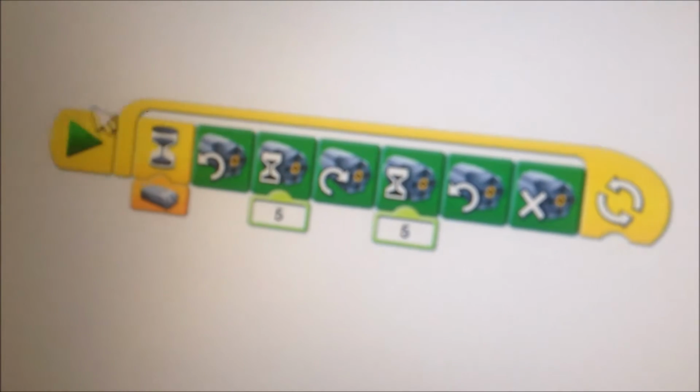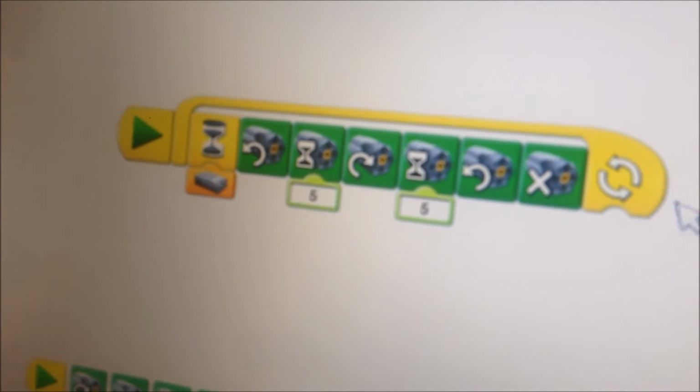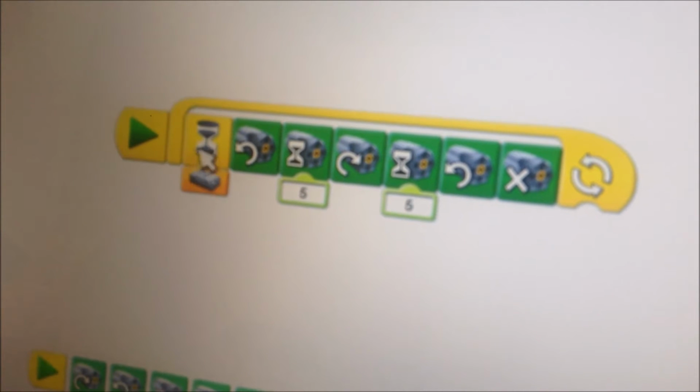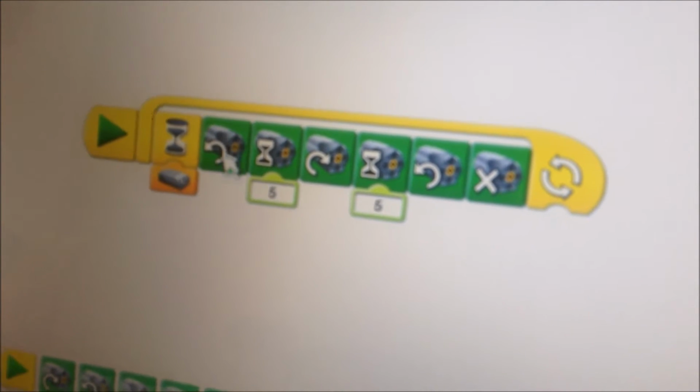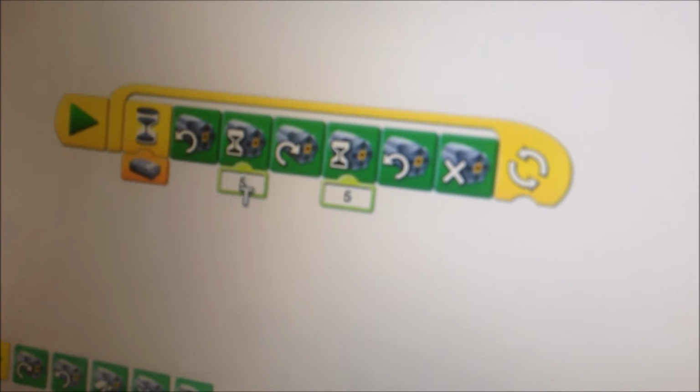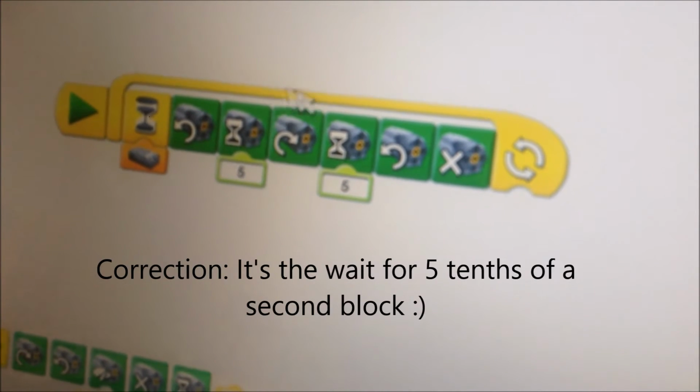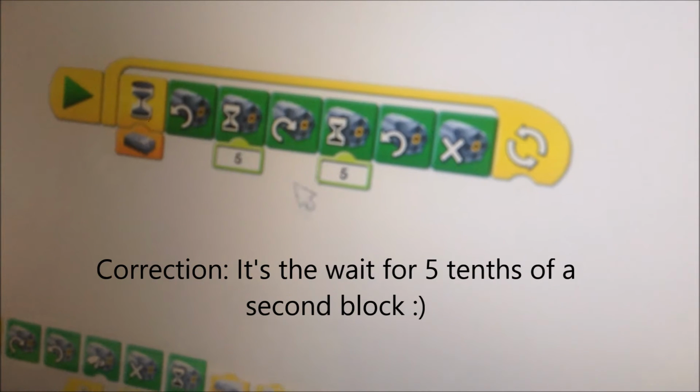And this is the program. I know it's really big, but that's how it is. This is the play button. This is the loop block. This is the wait for motion sensor block. This is the this way motor block. This is a wait for 5 milliseconds block. This is the that way block.